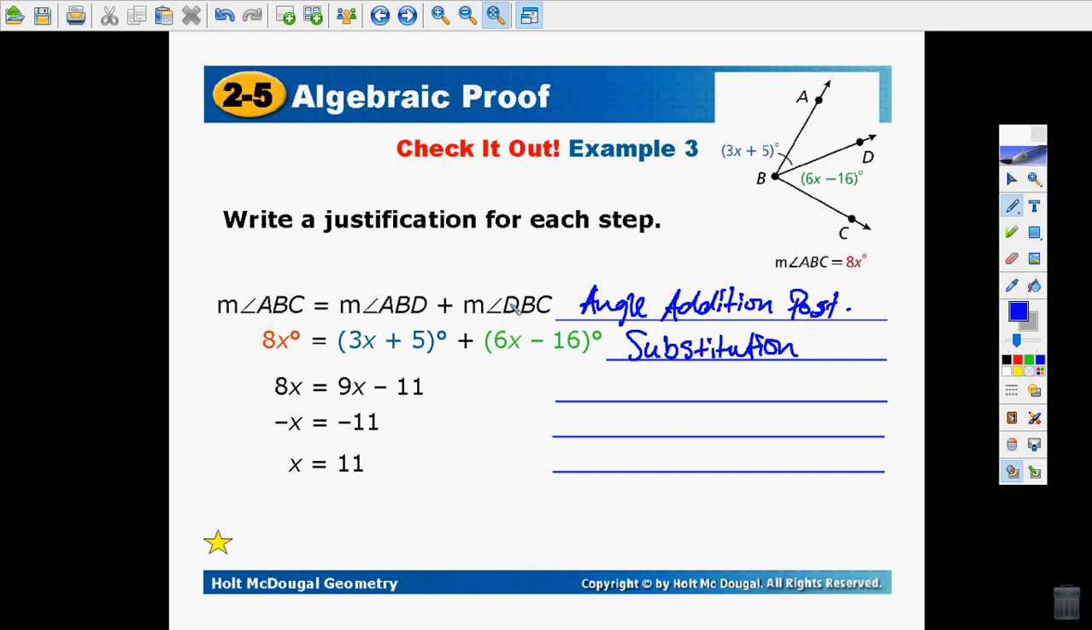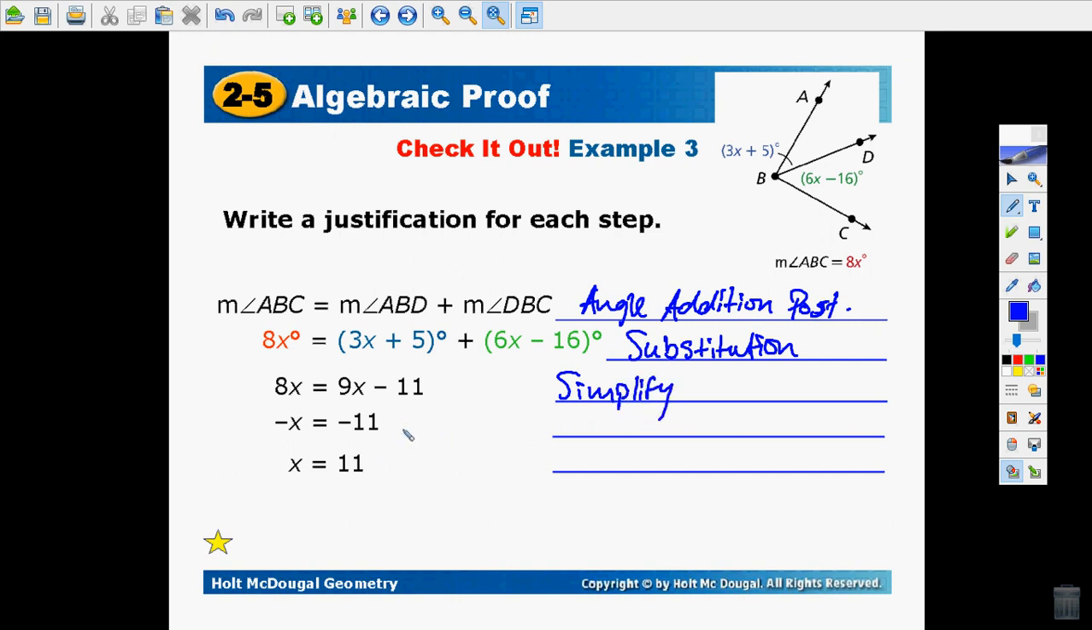Okay, and look what they did in the next step. How did they get, well, 8x is still the same, but how did they get 9x minus 11? What did they do over here on the right side? Well, it looks like they combined the 6 and the 3 to get 9, and the 5 and the negative 16 to get negative 11. So what's that called when we combine like terms just on one side of the equal sign? We call that a simplify step.